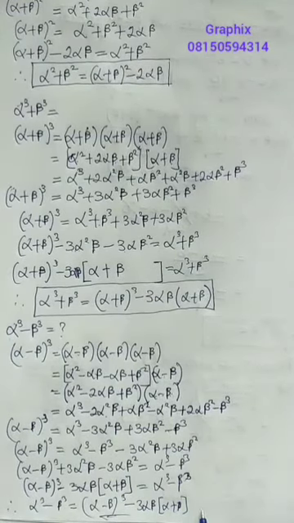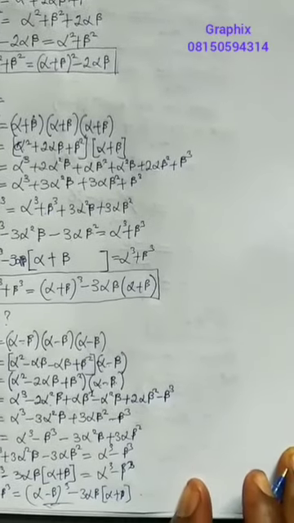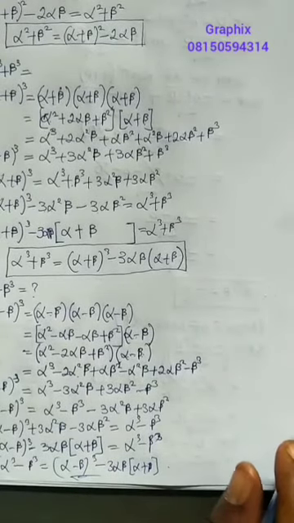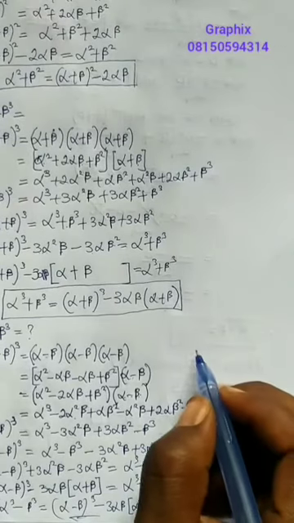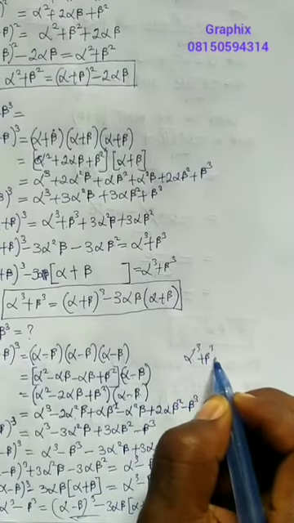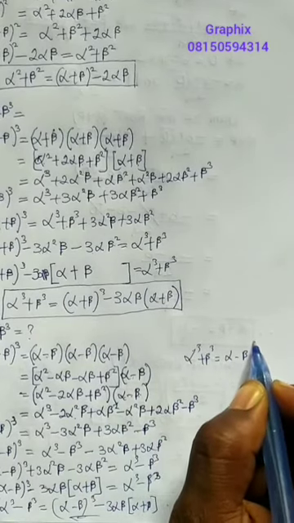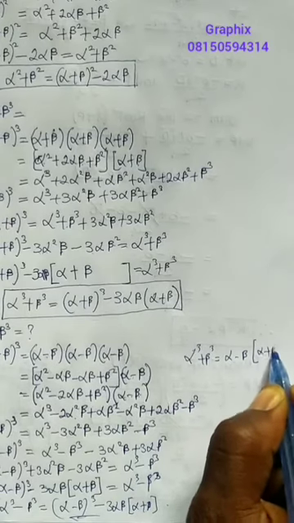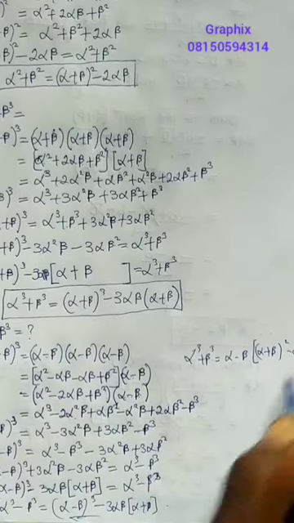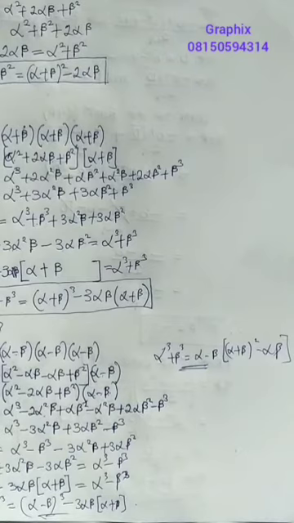And we can still write this as saying alpha cube plus beta cube is equal to alpha plus beta into bracket alpha plus beta all squared minus 3 alpha beta, right? So you can still write it like this. Thank you very much.